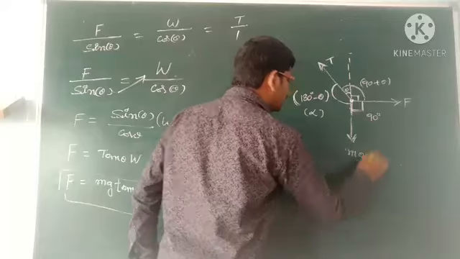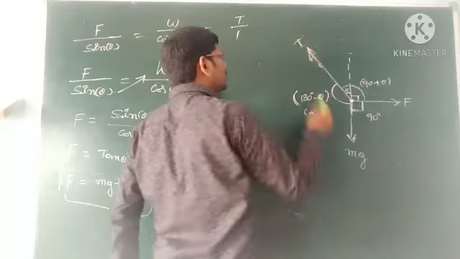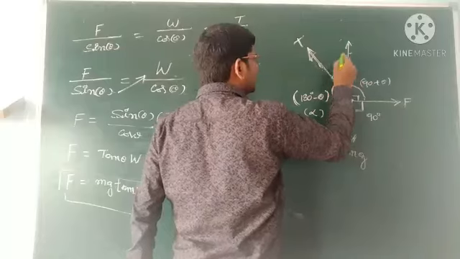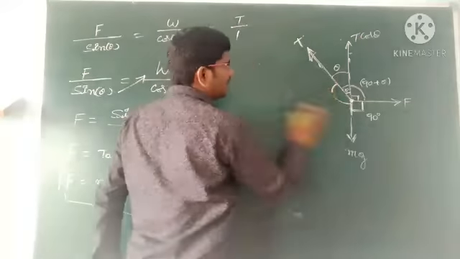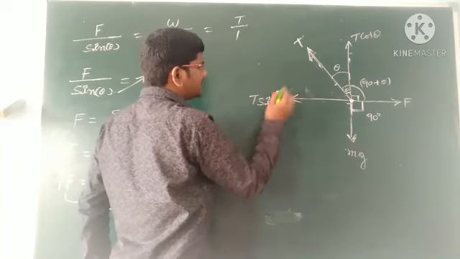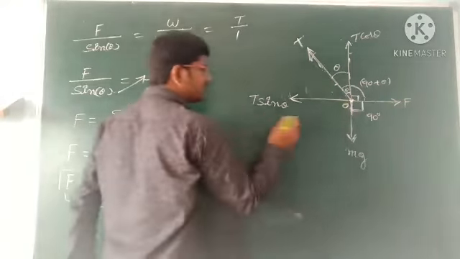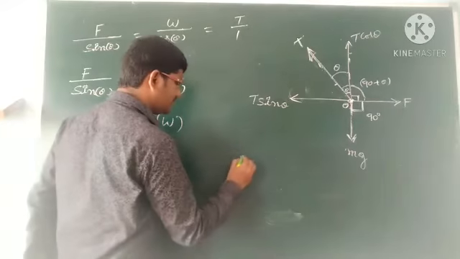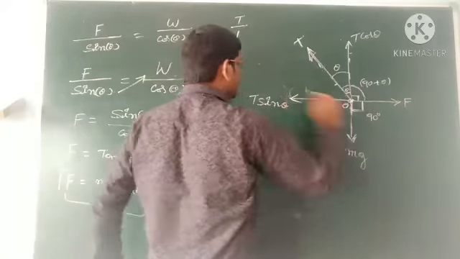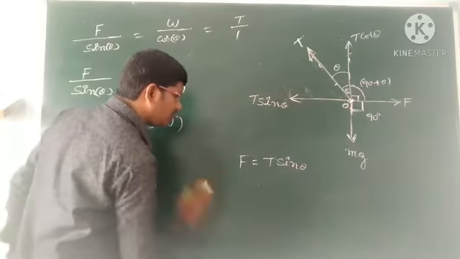So this is called mg, and we know this is the tension. Now this tension we are writing into two components. So this is angle theta. Write this side as T cos theta and this side as T sin theta. Since the particle is in equilibrium, the x components are balanced. Then F is equal to T into sin theta, and mg is balanced by T cos theta.